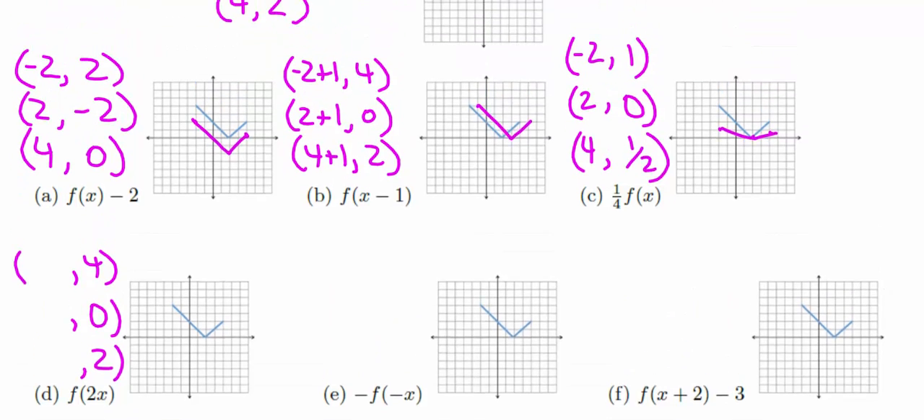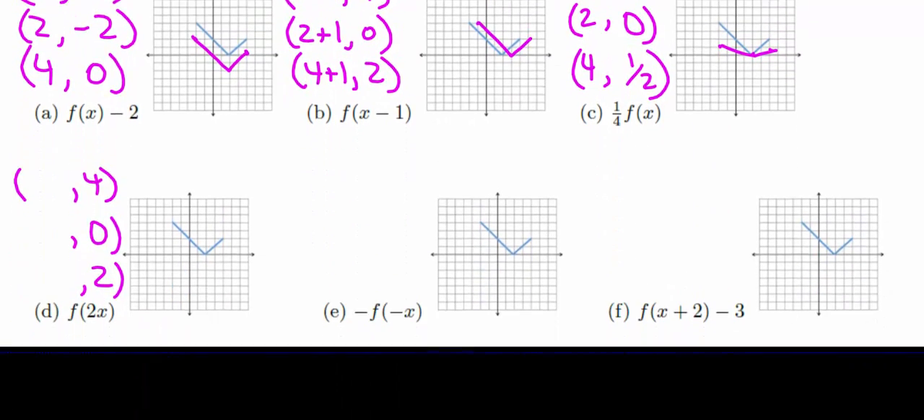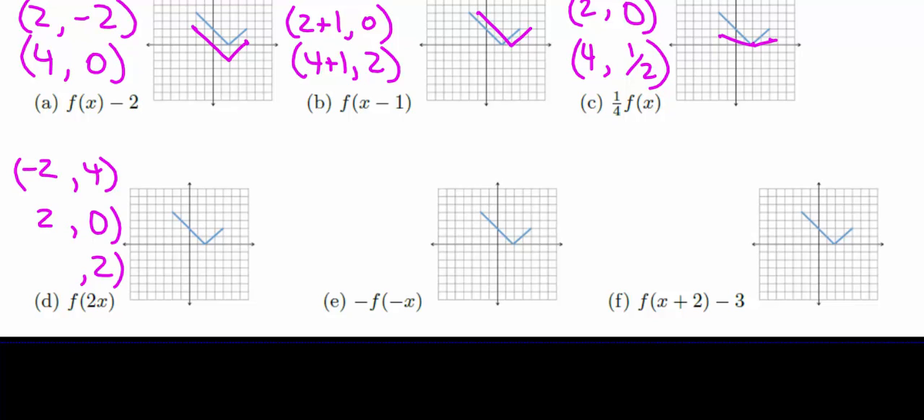And what do we got? We've got negative 2, 2, 4. This 2 down inside here means we're going to divide each one of these by 2. So now we've got negative 1, 4. Okay, see negative 1, 4. We've got 1, 0. And we've got 2, 2.